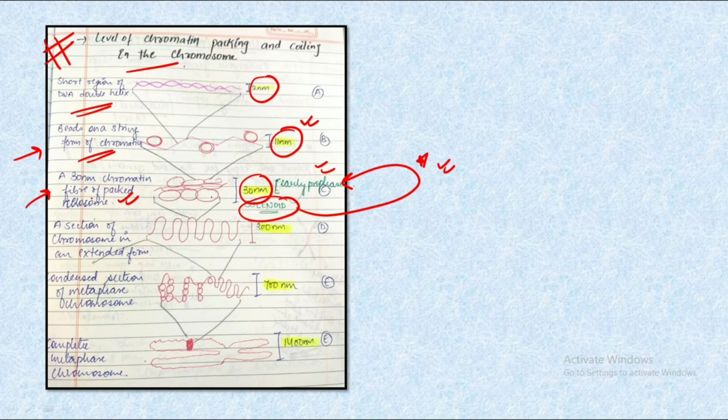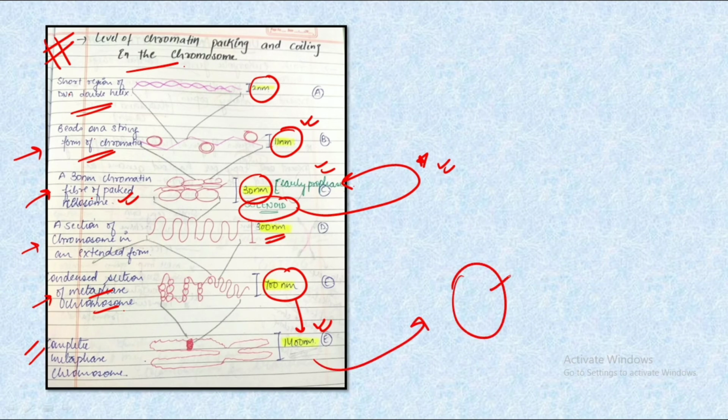After the 30 nanometers we have the 300 nanometers packaging, in which we have a section of the chromosome in an extended form. Then we have the condensed section of the metaphase chromosome, which is 700 nanometers in size, and finally we have 1400 nanometers, where the complete DNA is packed into a 1400 nanometer condensed size, and we have the complete metaphase chromosome. So this is the final level of packaging in the DNA double helix.